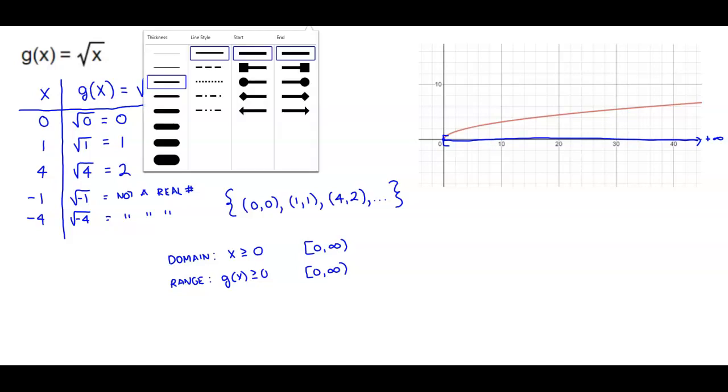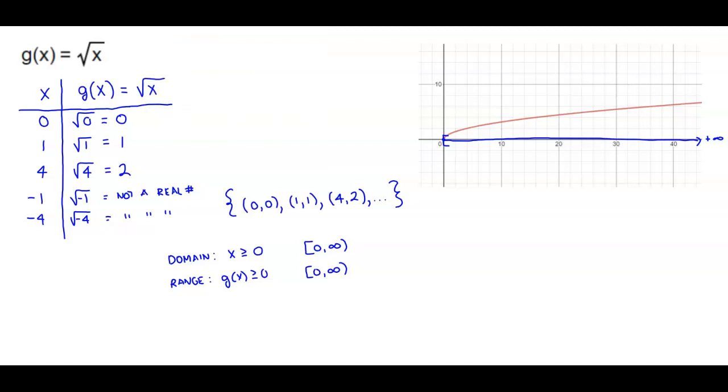Now let's take a look at the range. Well, again, the range is all the y values. And again, it's starting at 0. And this graph keeps going up and up and up. And so therefore, there is the range. So you can see here that this represents the range of that function.